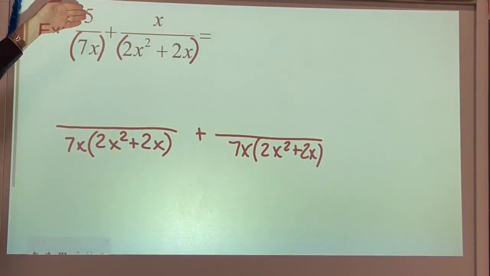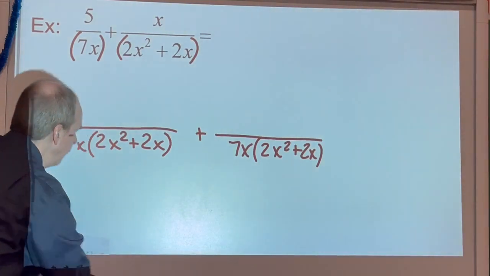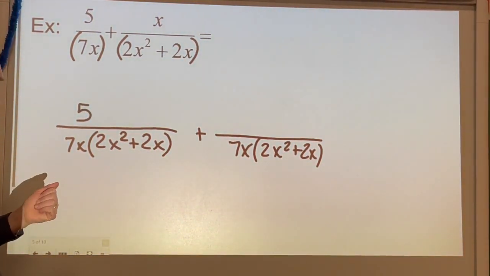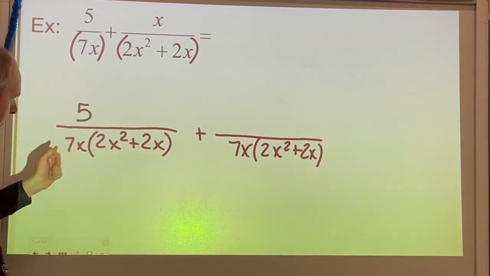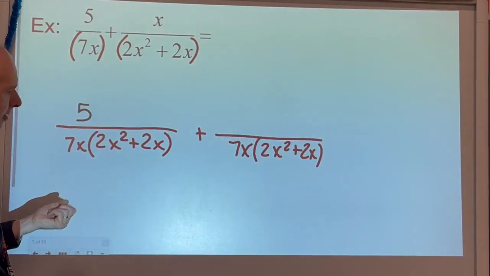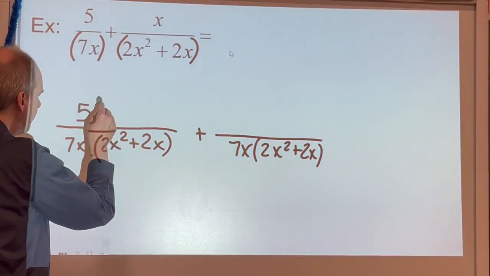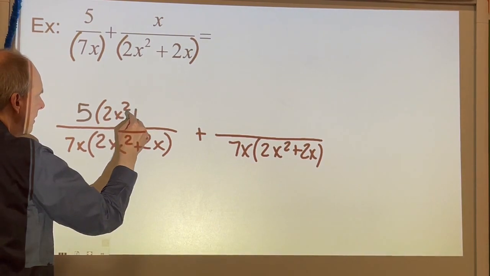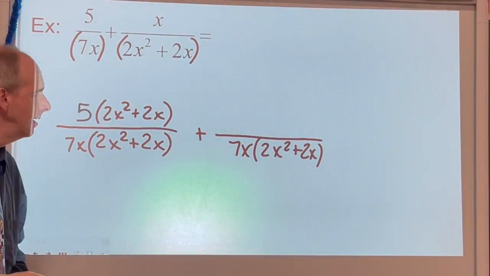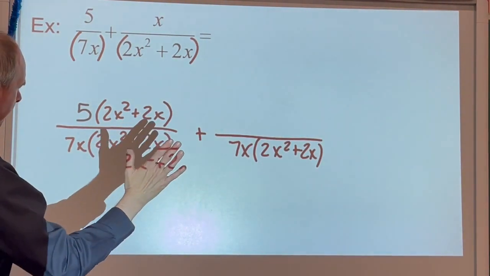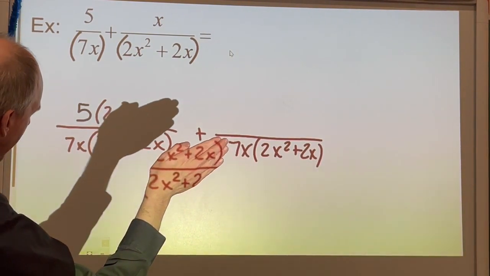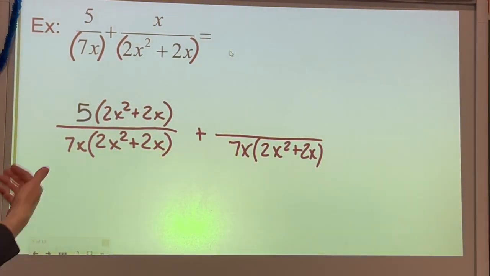Our first fraction had a 5, right? Had the 5. And it had the 7x, right? It was 5 over 7x. So what's the new part for this first fraction? Well, it's the 2x squared plus 2x. Here's a quick little check. If you have that over itself and it canceled out, would you be back to where you started from? Would you be back to 5 over 7x?